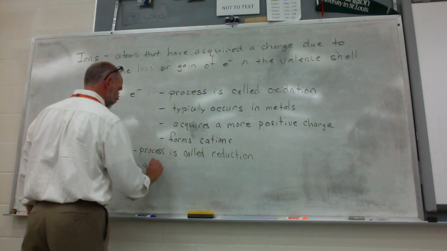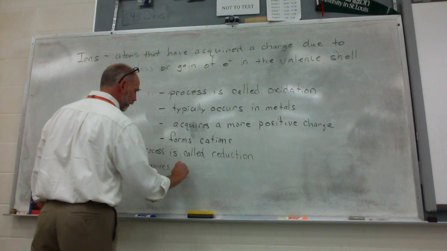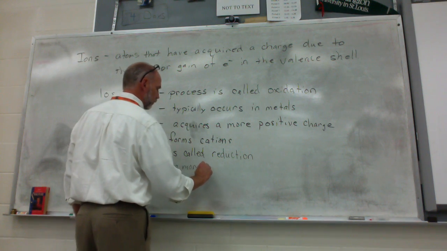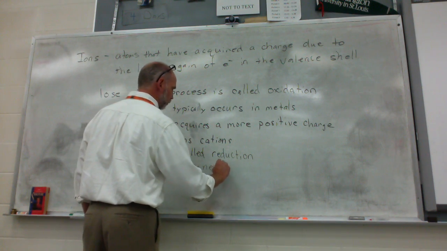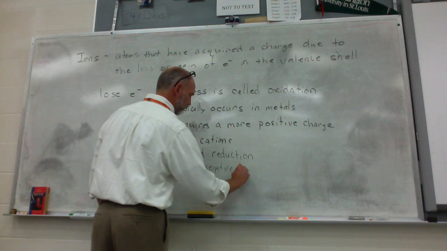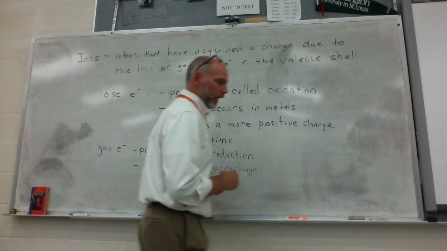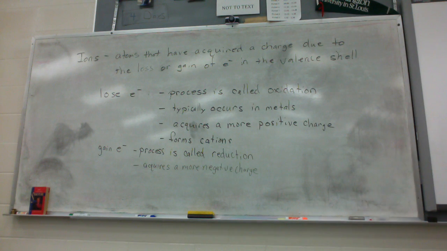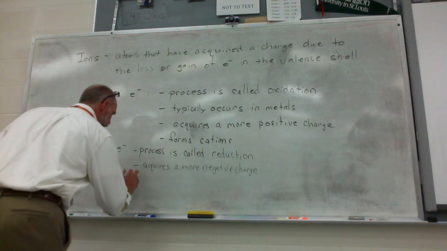Acquires a more negative charge. So that iron example that I had used earlier, if we went from iron 3 to iron 2, meaning a +3 to a +2, that's still a reduction because it's more negative, even though it ends up being positive. You guys following? Typically it occurs in nonmetals.